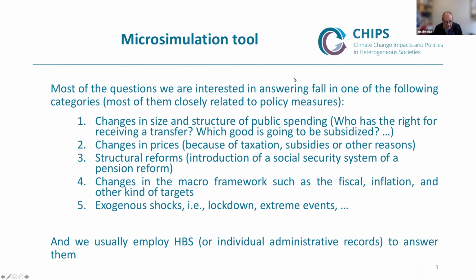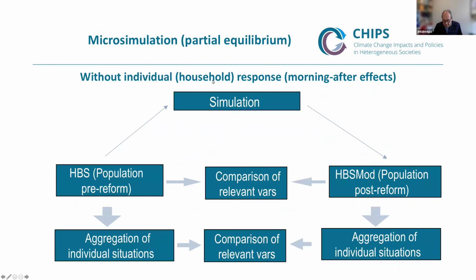Sometimes we have also considered necessary to have available policy parameters before answering these questions. And of course, we relied on household budget surveys. So to address questions of the nature of the first and 2 and point 5 also, and their implications for inequality and poverty, we can rely on a microsimulation model based on household microdata. Household microdata is the box HBS population pre-reform, household budget survey populations. But sometimes we have also administrative registers.